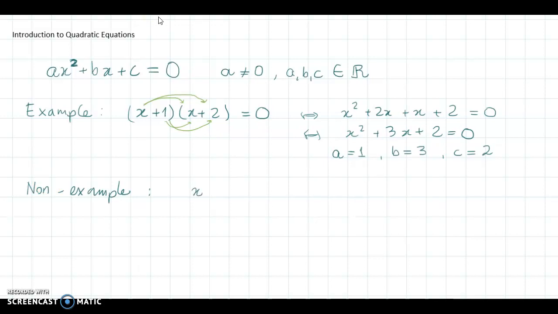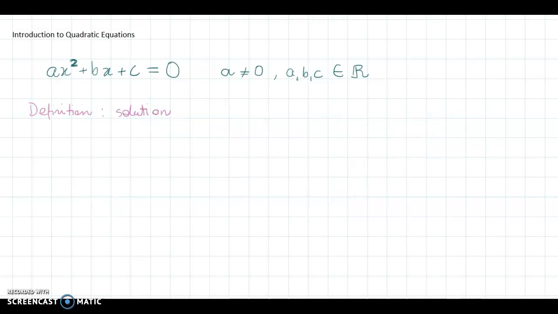I'm going to also write down a counterexample. Let's say I write x cubed plus 6x squared minus 2x minus 7 is equal to 0. That's not a quadratic equation because we have this term in x cubed that is not allowed in the definition.